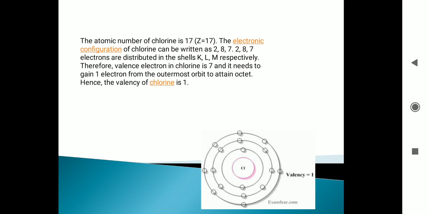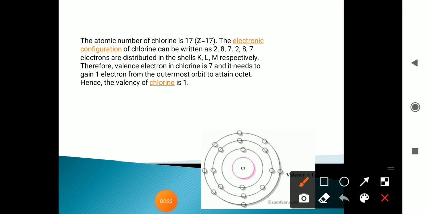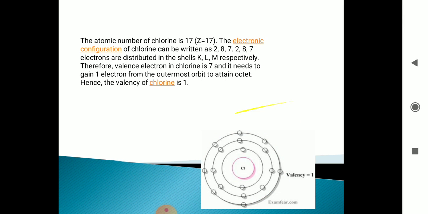Similarly, if we consider chlorine, if it takes 1 electron from sodium, now the electrons in the outermost orbit are 8. Now this is also stable. This is nothing but an ionic bonding.